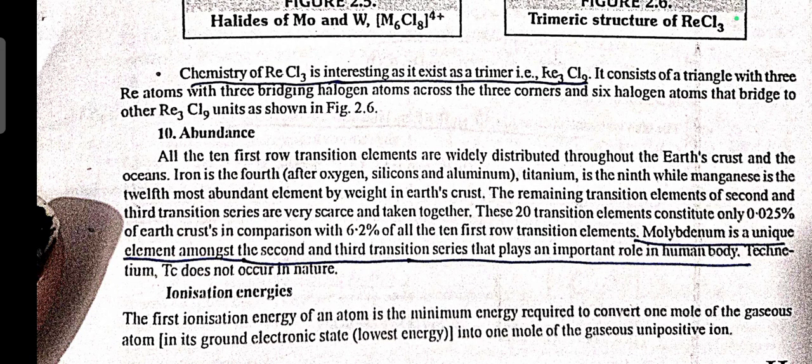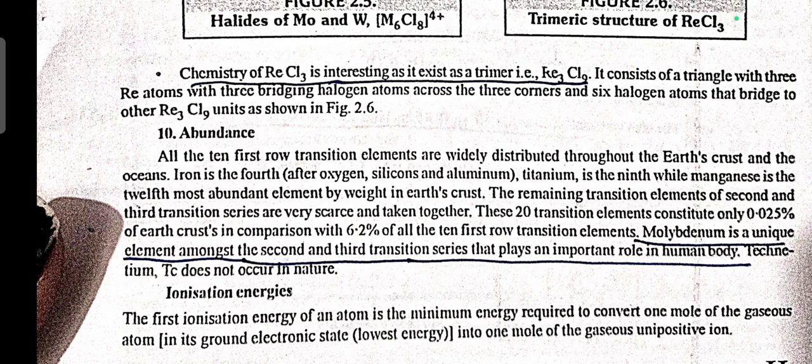The chemistry of ReCl3 is interesting as it exists as the trimer Re3Cl9. It consists of a triangle with 3 Re atoms with 3 bridging halogen atoms across the 3 corners and 6 halogen atoms that bridge to the other Re3Cl9.